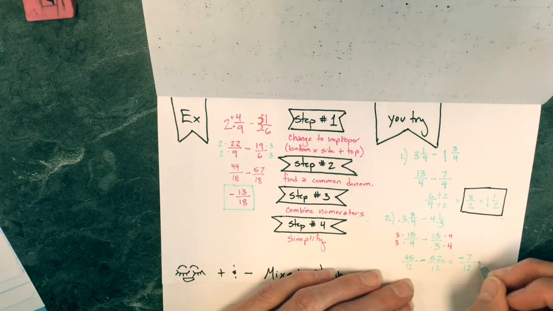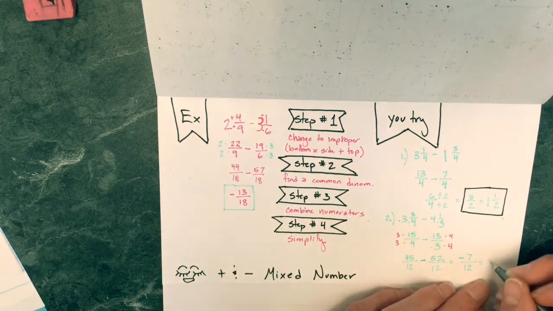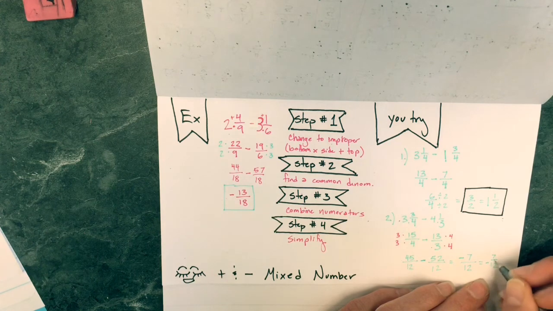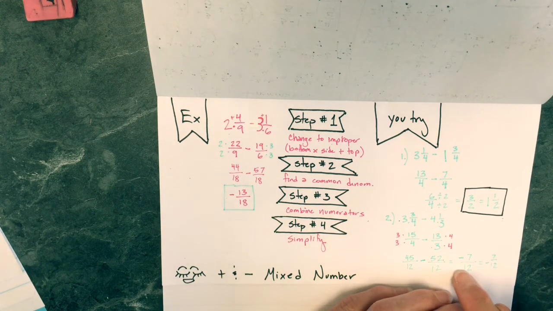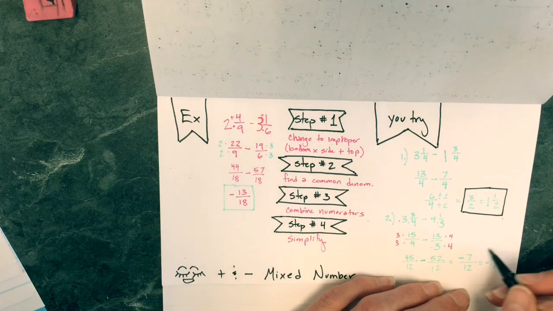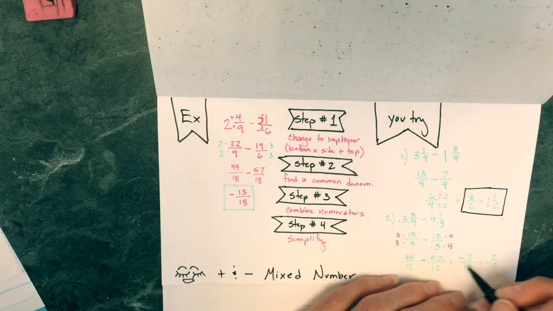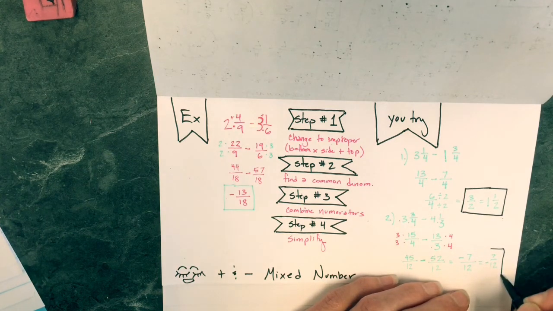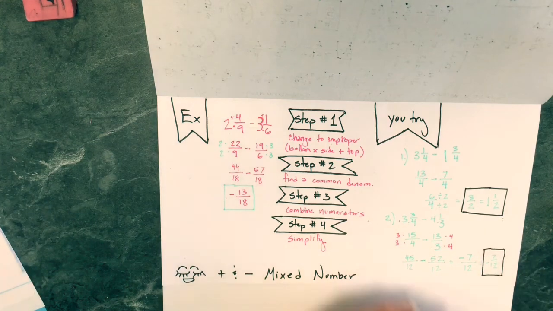And remember, it doesn't matter whether you put the negative in front of the 7, in front of the whole entire fraction, or in front of the 12. As long as there's one negative in front of the fraction, it's negative. So I need to see that negative sign somewhere. So either one of these answers, they're the same thing. I'm going to put a box around this one.